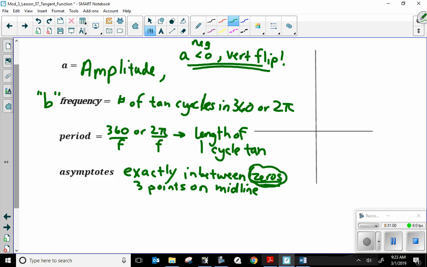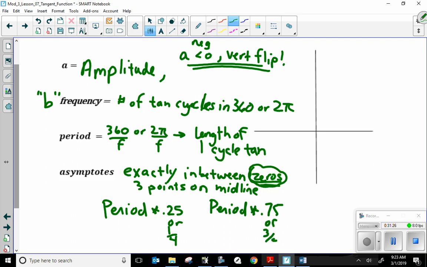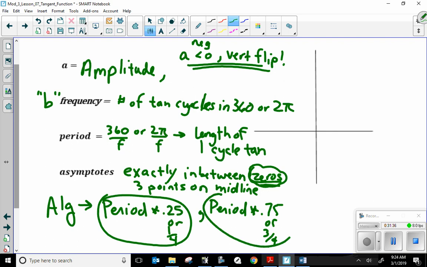But if you're not graphing it, I can take my period and multiply it by 0.25 or 1/4. That's for the first asymptote in the cycle. And you know how there's 2? You can also take your period and multiply it by 0.75 or 3/4. This is the algebraic way, not the visual way. There's 2 asymptotes. Here's how you get that first one, and here's how you get that second one. So how does that work?